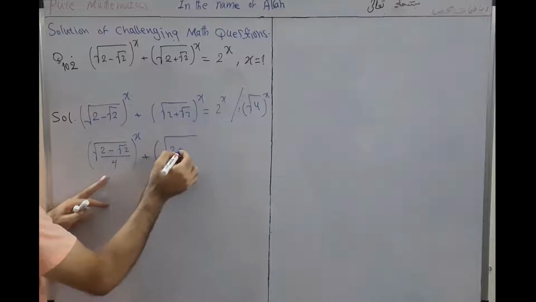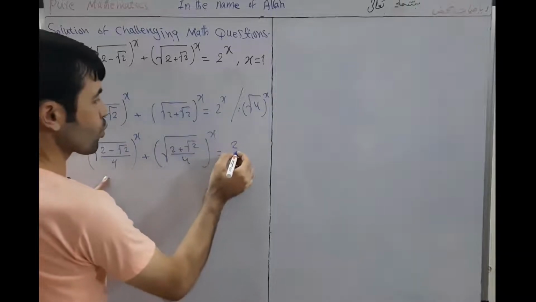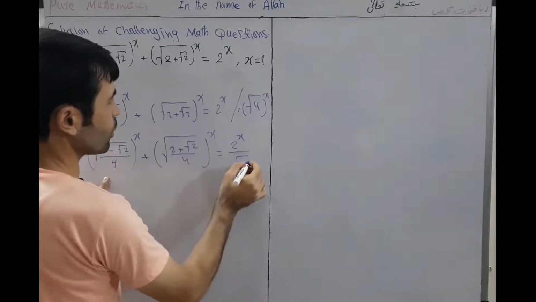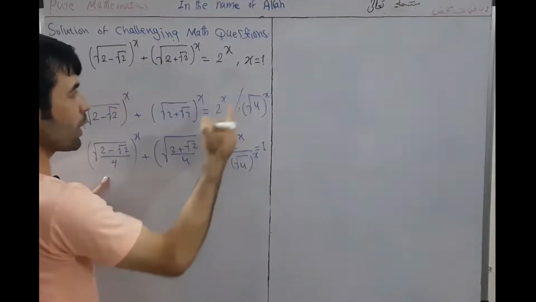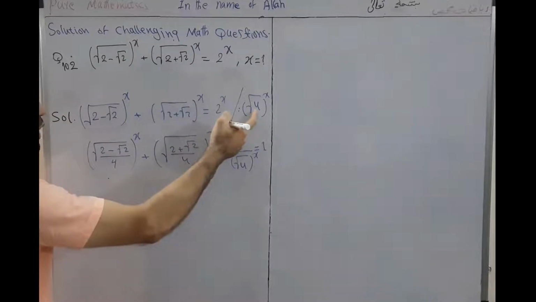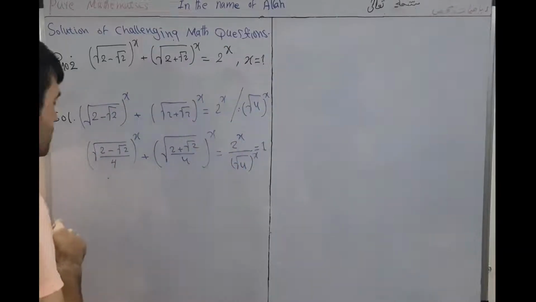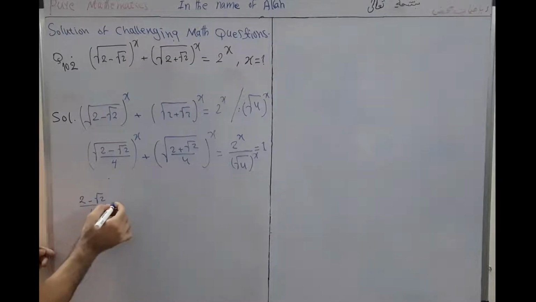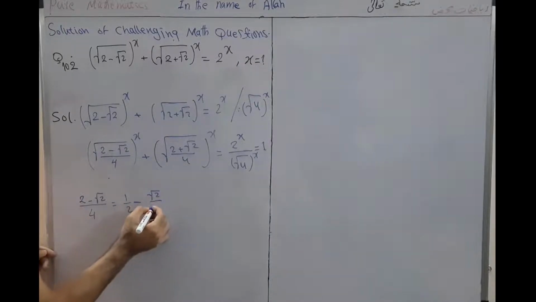(√(2+√2)/√4)^x is equal to 2^x over (√4)^x, which is equal to 1, because √4 is equal to 2, and 2^x divided by 2^x is equal to 1. Now we simplify this term: (2−√2)/4 is equal to 1/2 minus √2/4.